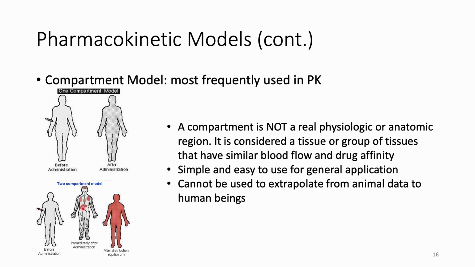So for this kind of drug, it will be mostly distributed to certain organs first, and then it takes time before it can be distributed to the whole body. So for this two compartment model, there are two phases. In phase one, the drug needs to reach the affinity organ first. In phase two, with time, it will distribute to the whole body.